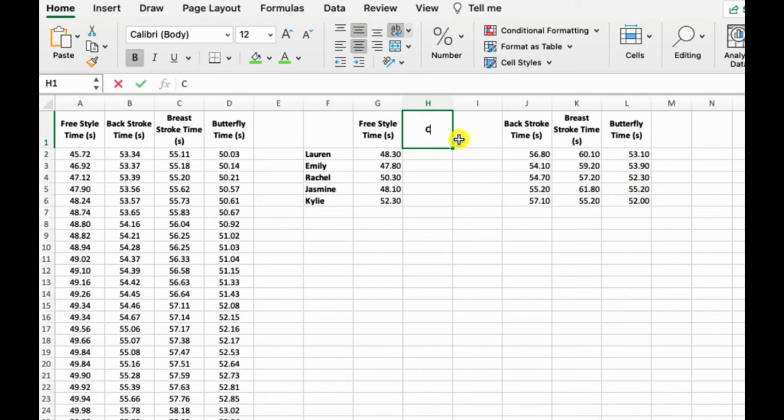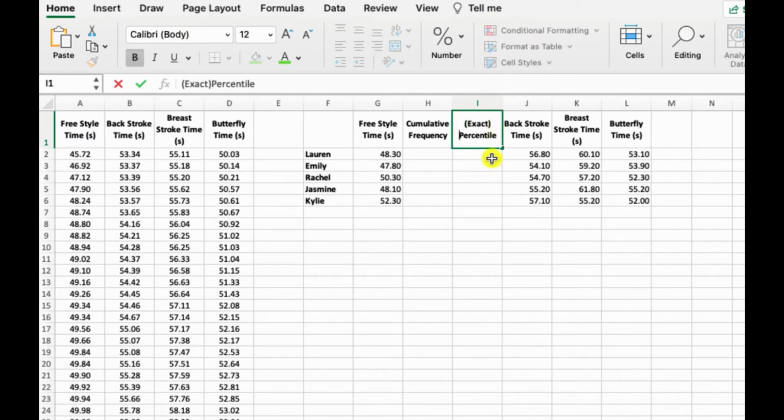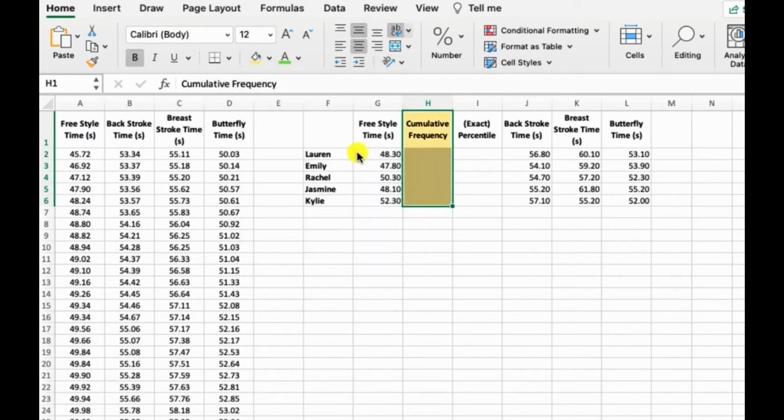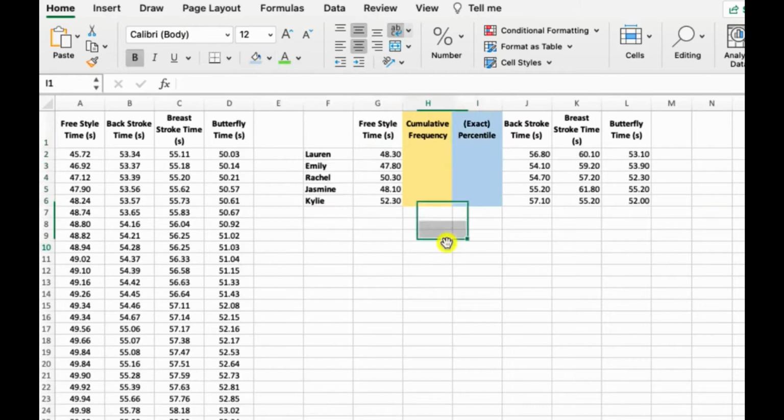One column is going to represent the cumulative frequency. The next column is going to represent the calculated percentile that we're looking for. Just so we clarify, we are calculating exact percentiles using this method. Okay, and because I love color, I'm going to make my cumulative frequency column yellow and my exact percentile column blue, just so we can see the difference and we don't get confused with all the numbers that we're going to be calculating.